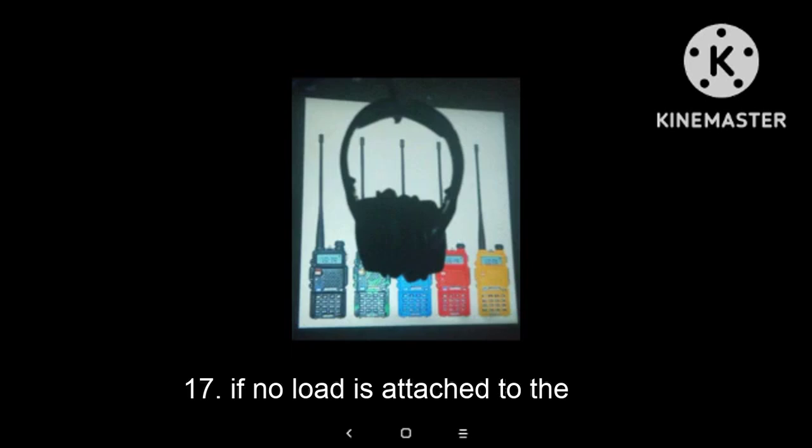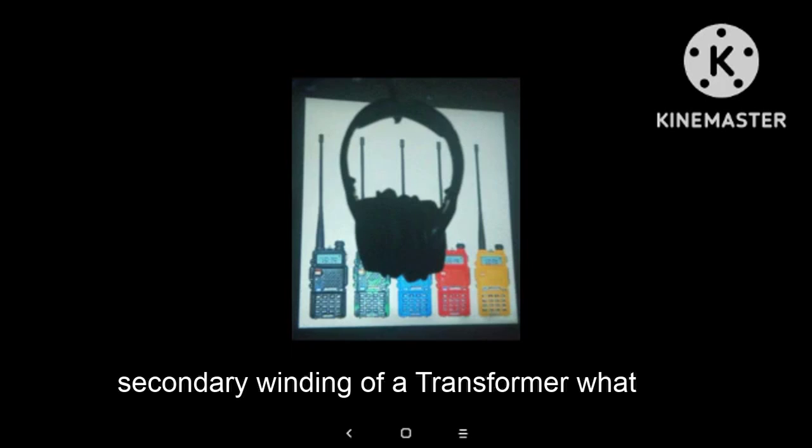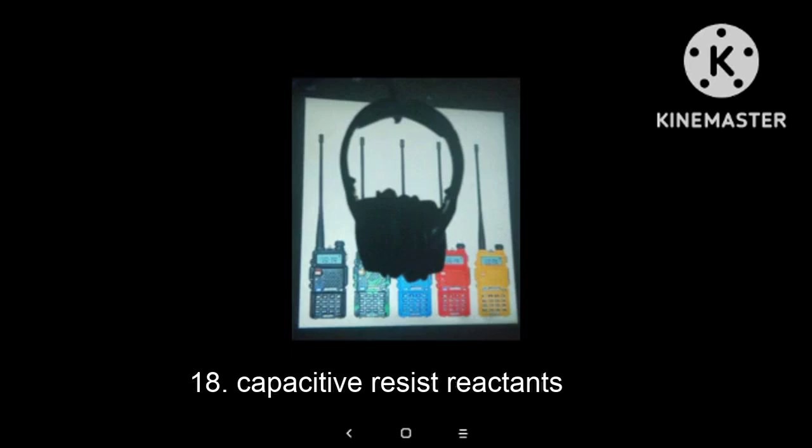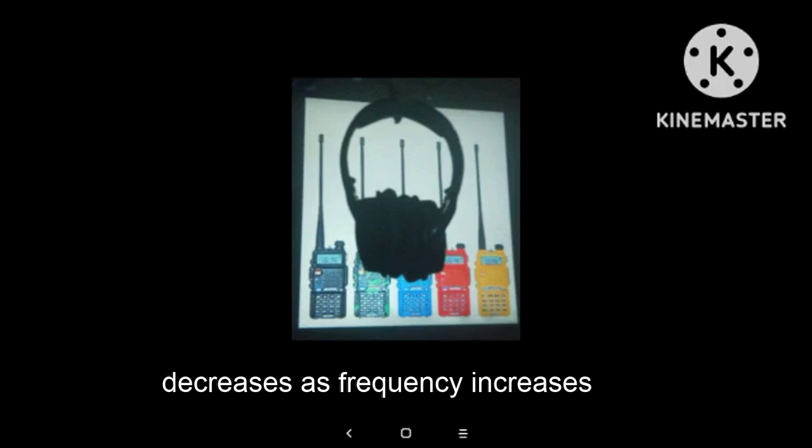17. If no load is attached to the secondary winding of a transformer, what is the current in the primary winding called? Magnetizing current. 18. Capacitive reactance decreases as frequency increases.